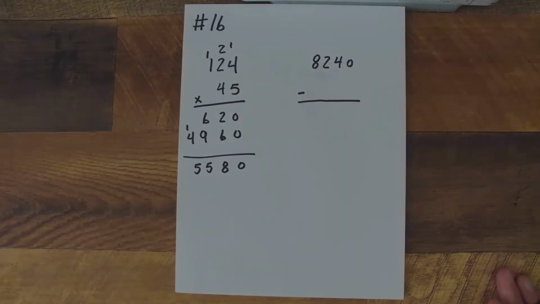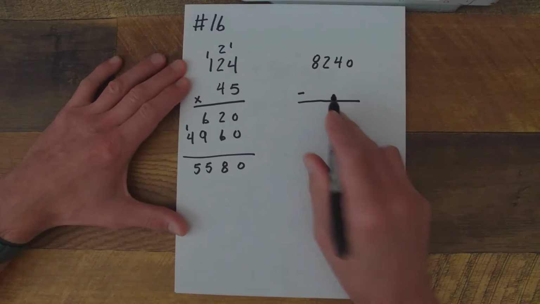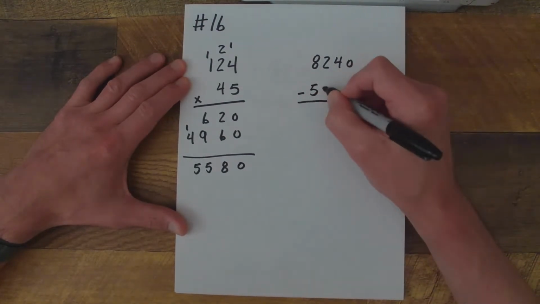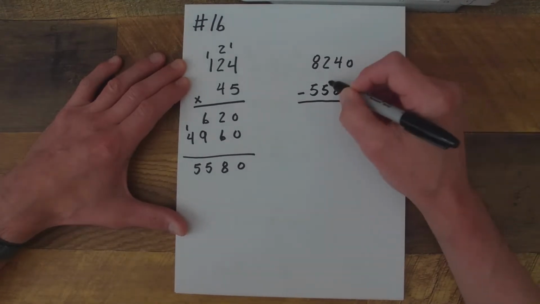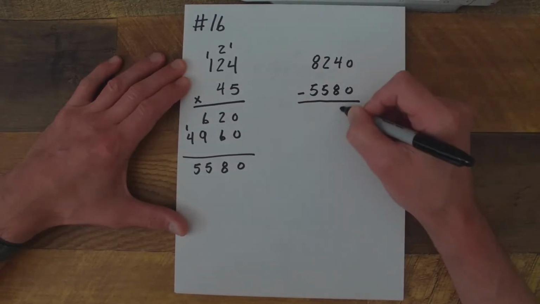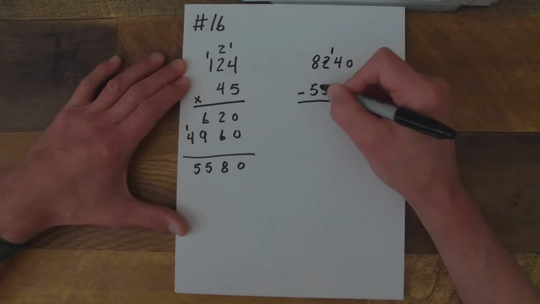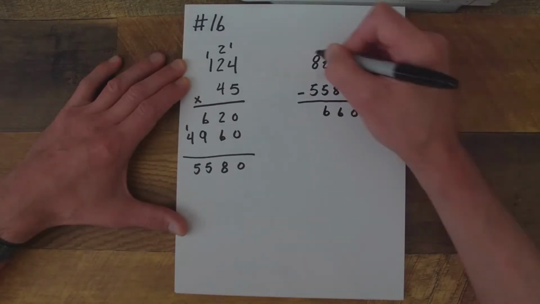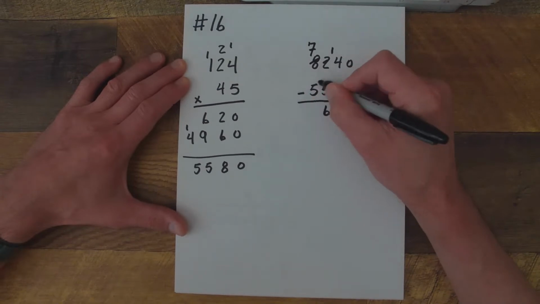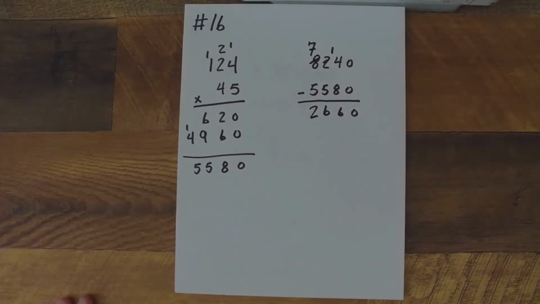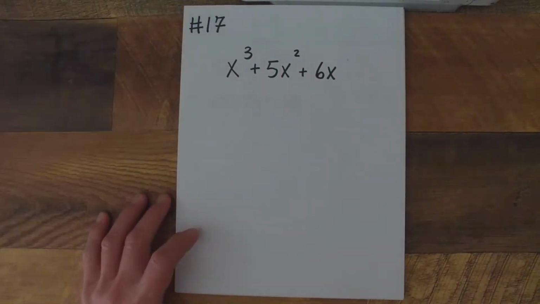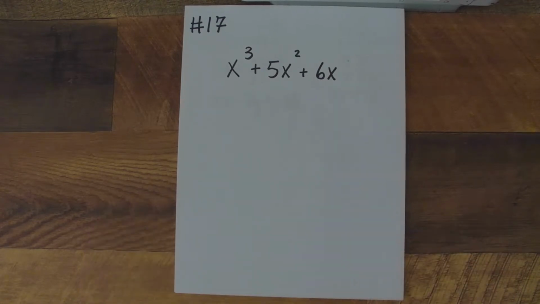So far we made payments of $5,580. So we're going to subtract that from the amount owed, for a final answer of $2,660. 17, what are the zeros of this function?